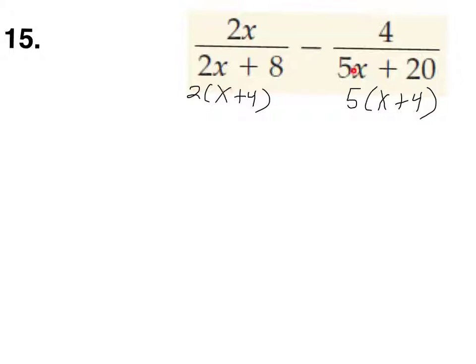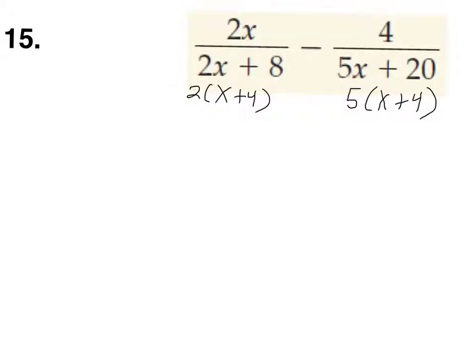Now, these denominators are still not the same. Not exactly. They both have an x plus 4, and that's good. But the 2 and the 5 differ. And so we'll need to multiply each of these to make those into the same number. So you got to think, all right, I need to make 2 and 5 into the same number by multiplying. What number should that be? So basically, you're trying to find the least common multiple.